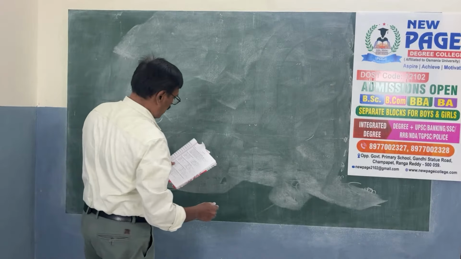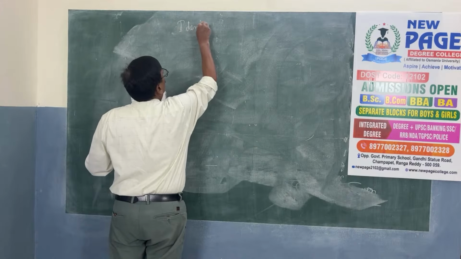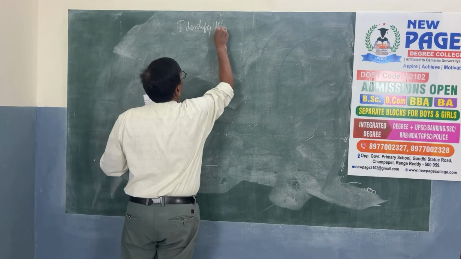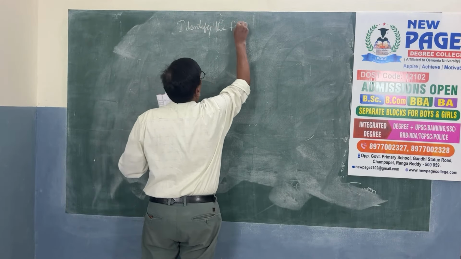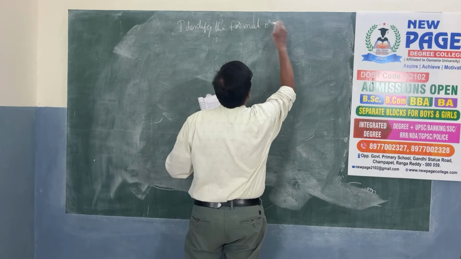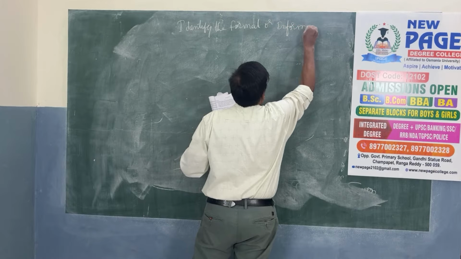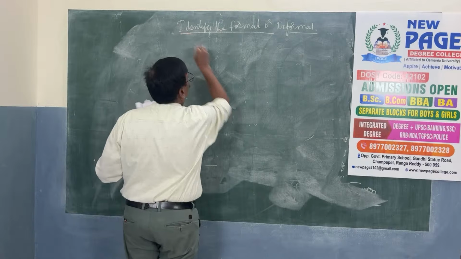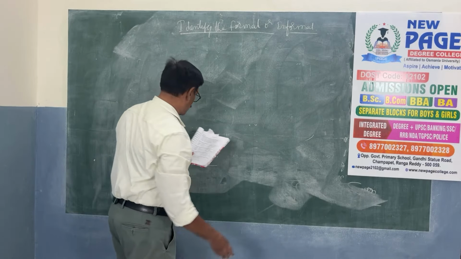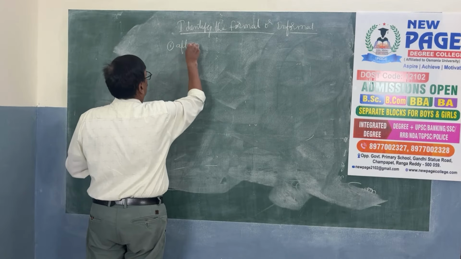Identify the formal or informal. This is also a very important mark. Last year, I think this one was given, the same question. Last year, 2024, they gave the words like: first one, after.